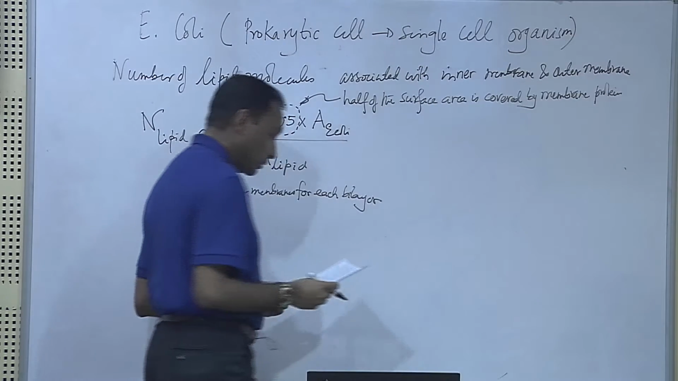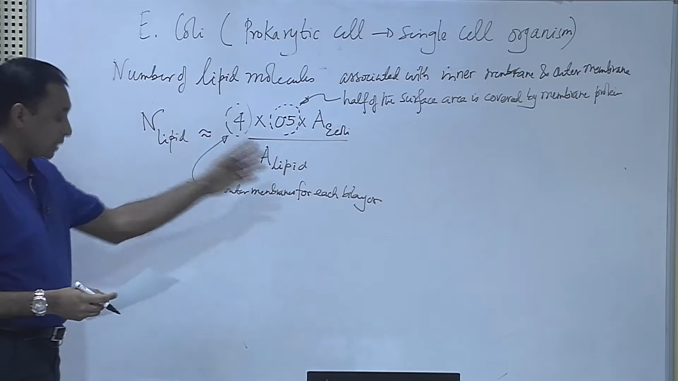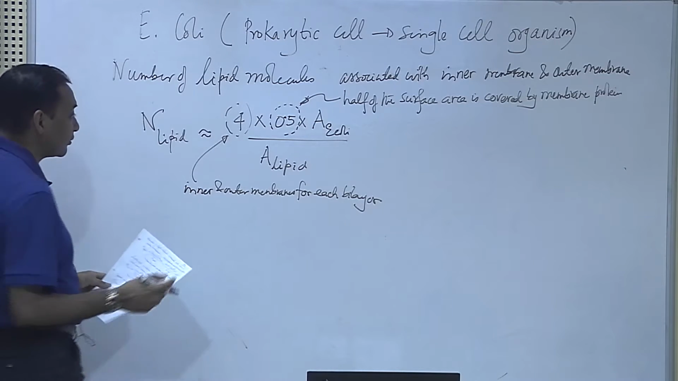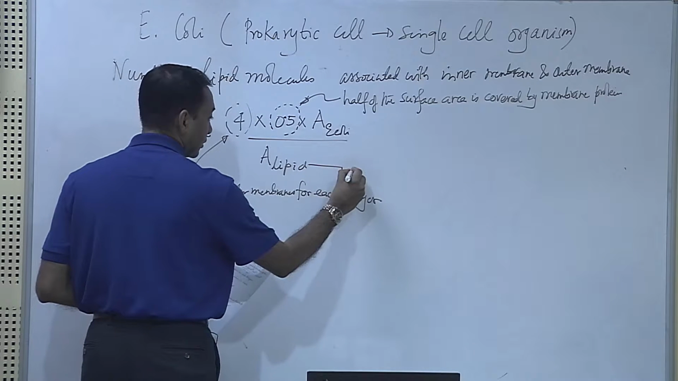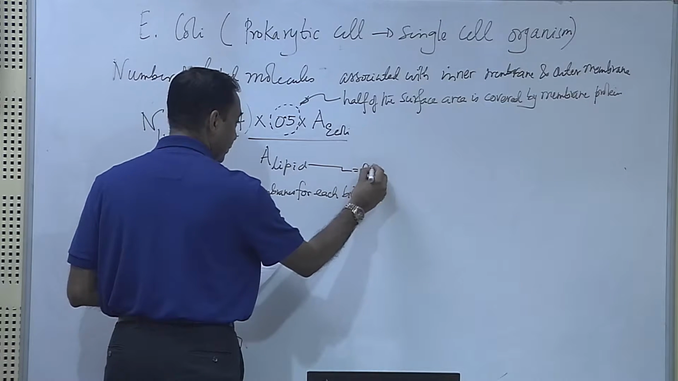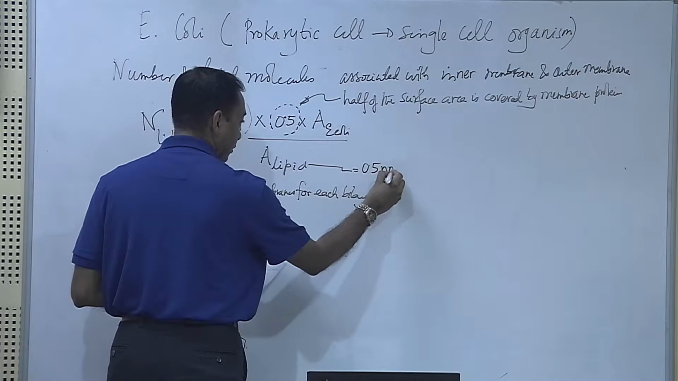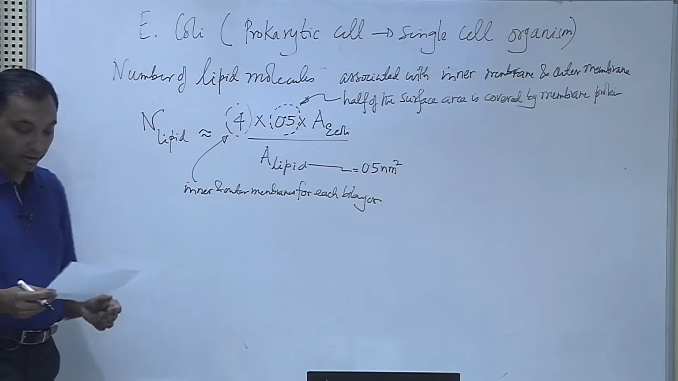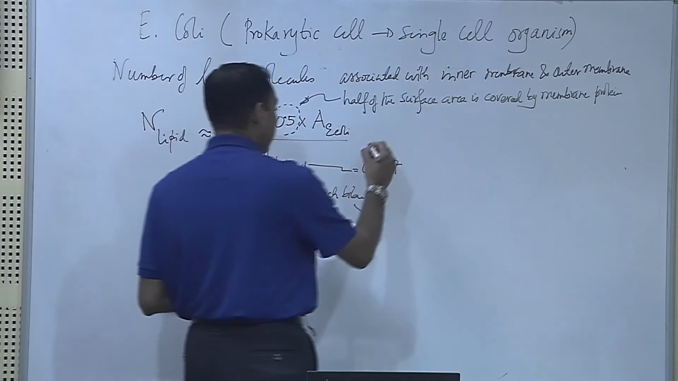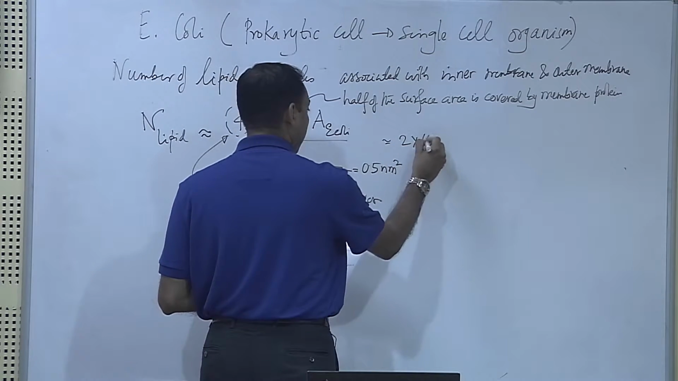Membrane protein. Okay. So if you take E. coli, the area of a lipid will typically be somewhere around 0.5 nanometer square. So if you plug in the area of the E. coli already provided, it will come out to be close to 2 times 10 to the power of 7.